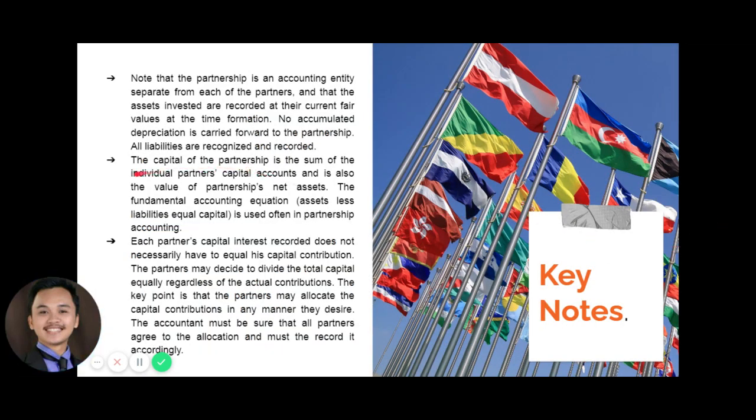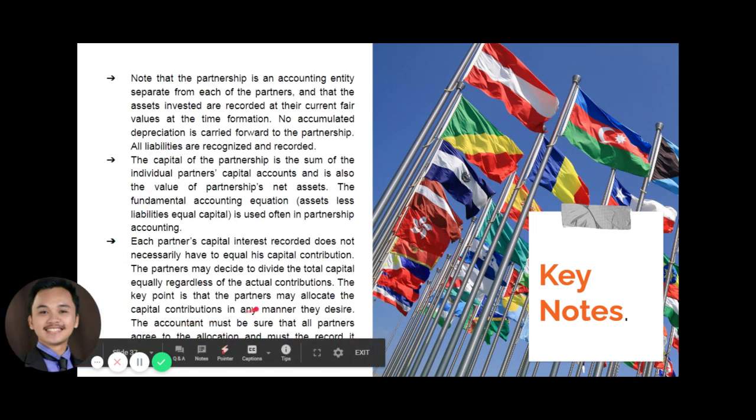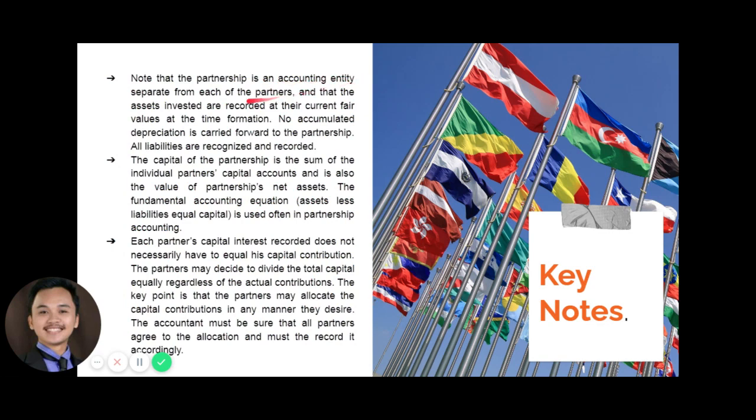We just have some important notes that's presented here. Note that the partnership is an accounting entity separate from each of the partners and that the assets invested are recorded at their current fair values at the time of formation. It's just a sort of recap of what we have discussed earlier. No accumulated depreciation is carried forward to the partnership. So therefore, lahat ng accumulated depreciation nimo will be closed. All liabilities are recognized and recorded.